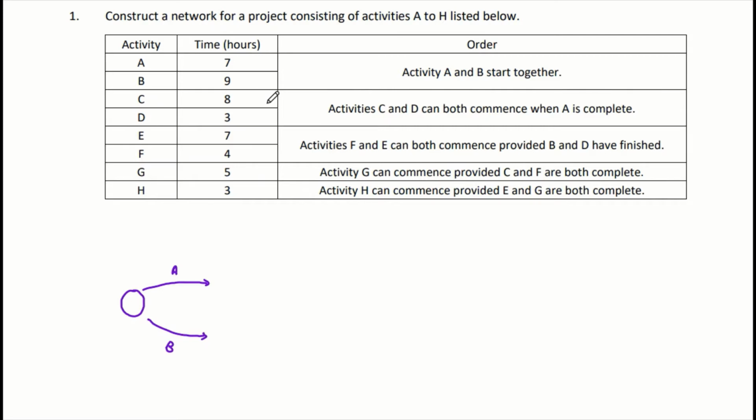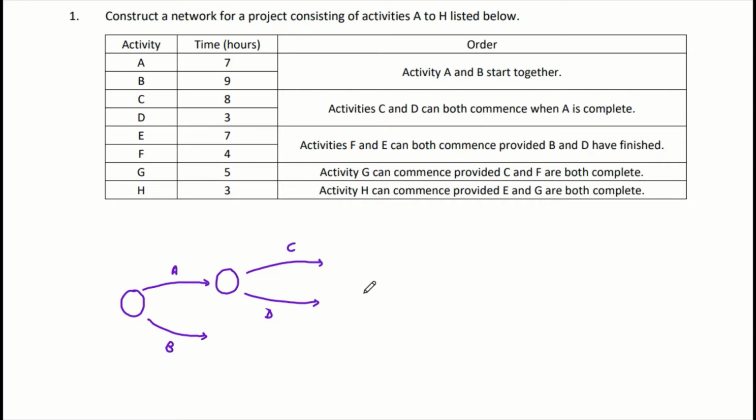Okay, so the next one, activities C and D can both commence when A is completed. Which means that A comes before C and D. When A is completed, you can start activity C and D. So in this case, this will be our checkpoint, that we completed A already. Then once A is completed, we can start C and D. So we have C, and also D.